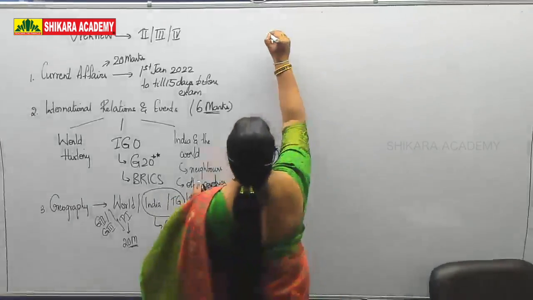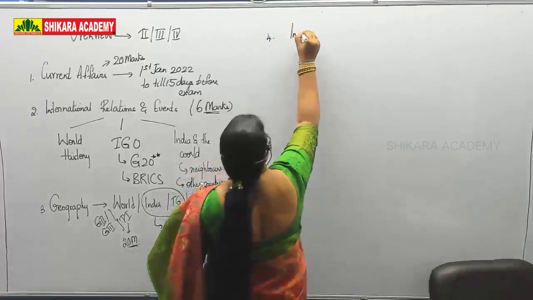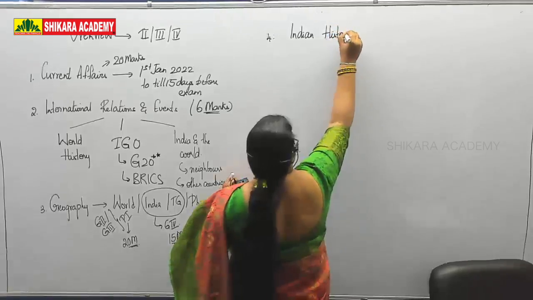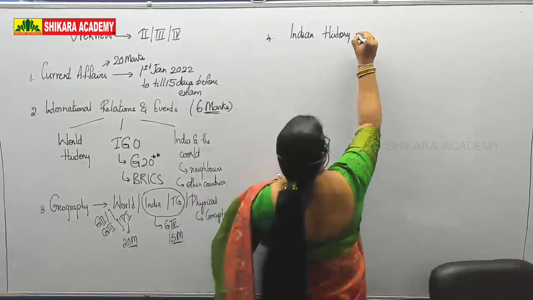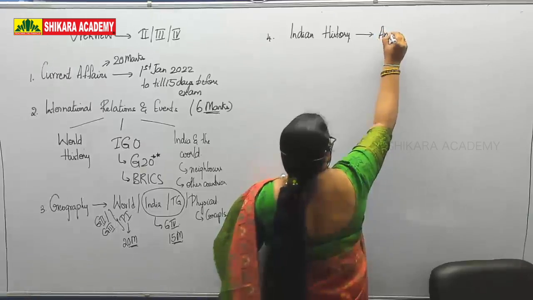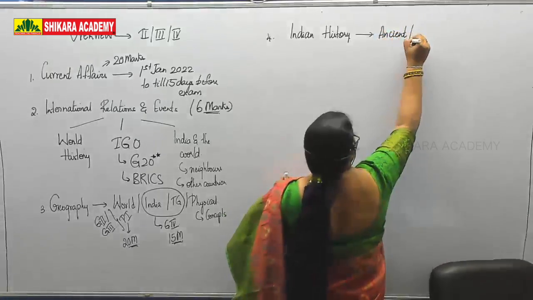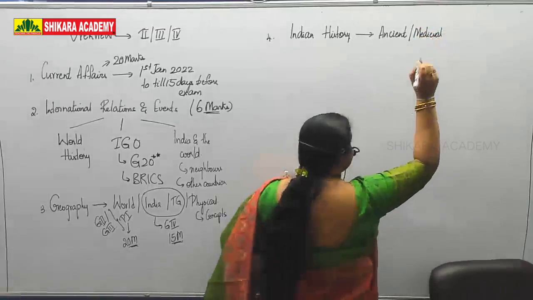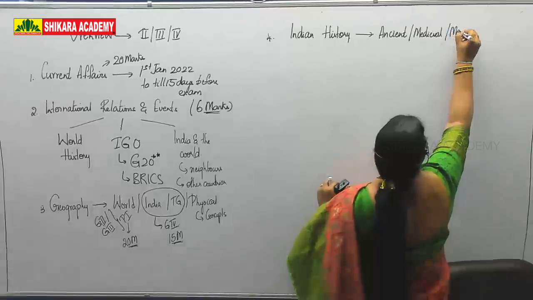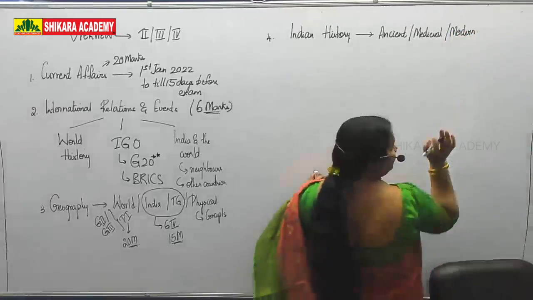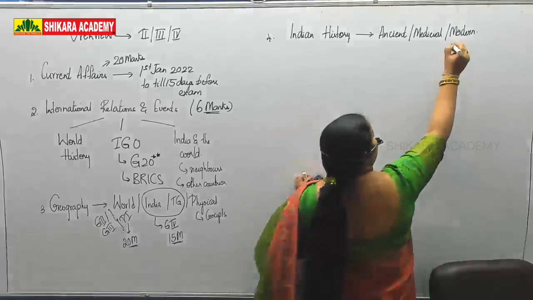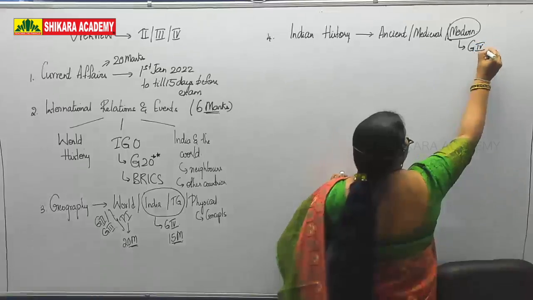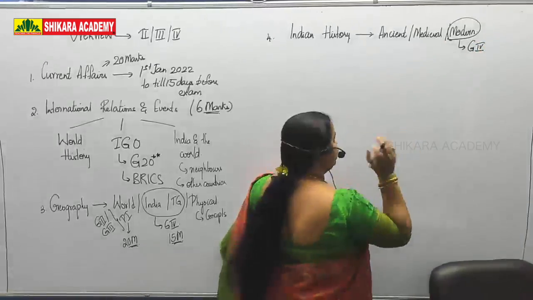Now the next area we discuss is Indian history. Now Indian history in your syllabus, basically we talk about, I'm sure in your school you must have read about ancient, medieval and modern history. First thing that you should remember is, for group 4 you have only modern history. There is no ancient and medieval history.